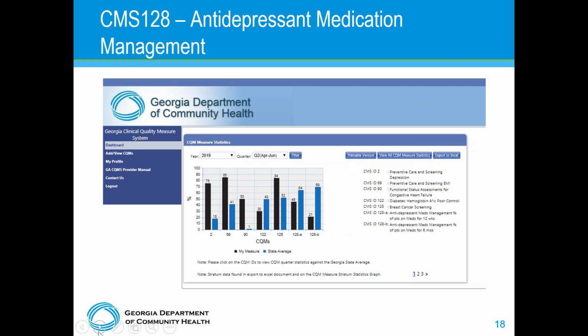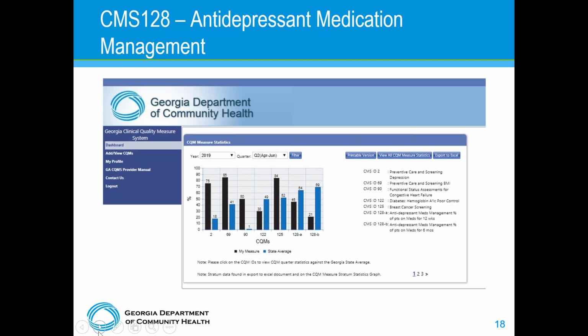So how will having aggregate data in the Georgia CQMS help me to improve care to my patients? As a provider, when I log into the Georgia CQMS, the landing page will be this dashboard that you see before you. I can see fairly quickly that I'm at 45% for those patients who've been on the medication for 12 weeks and 21% for those patients who've been on medication for 6 months, as compared to the state average of 64 and 69.